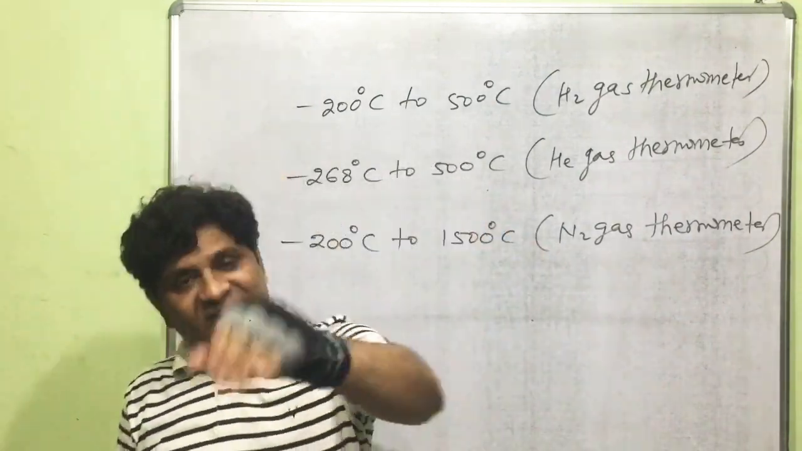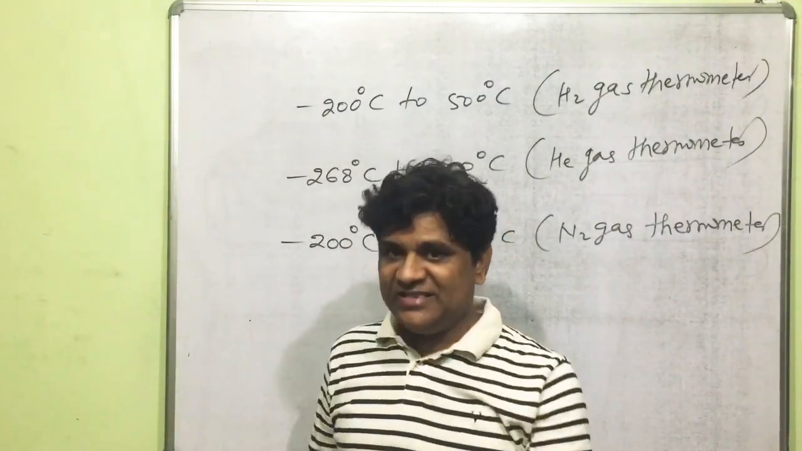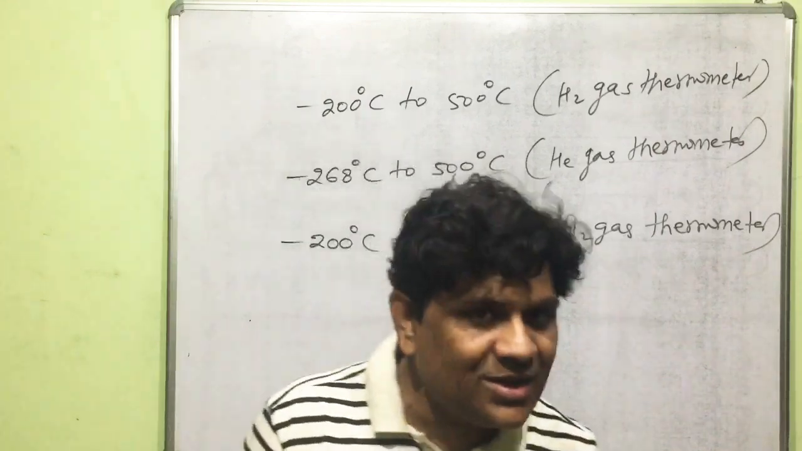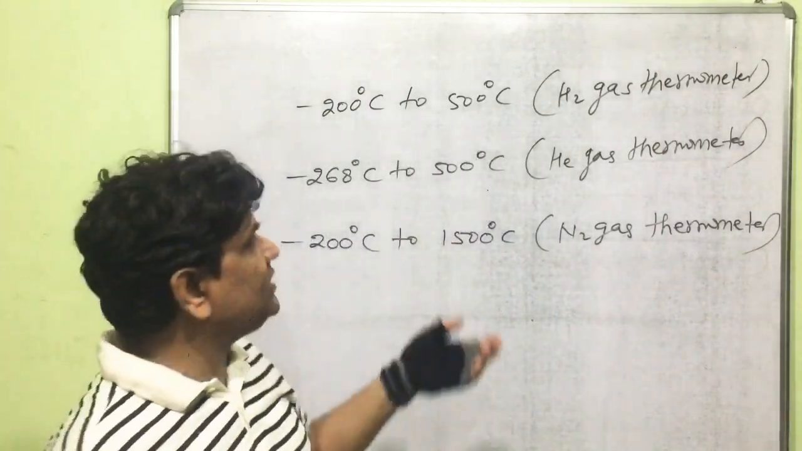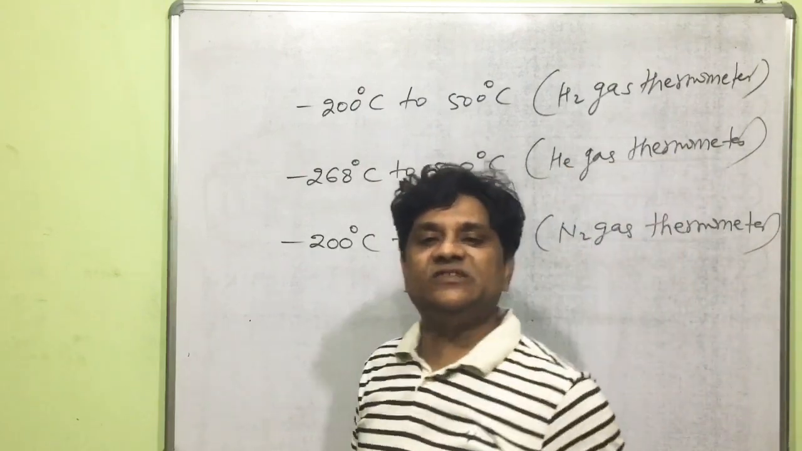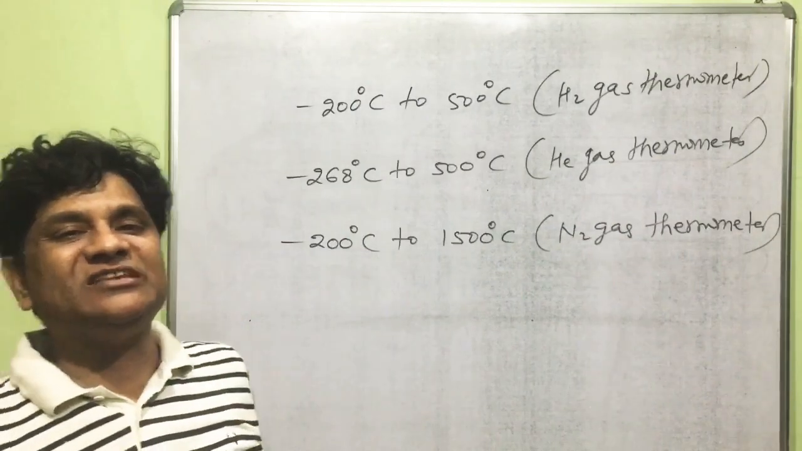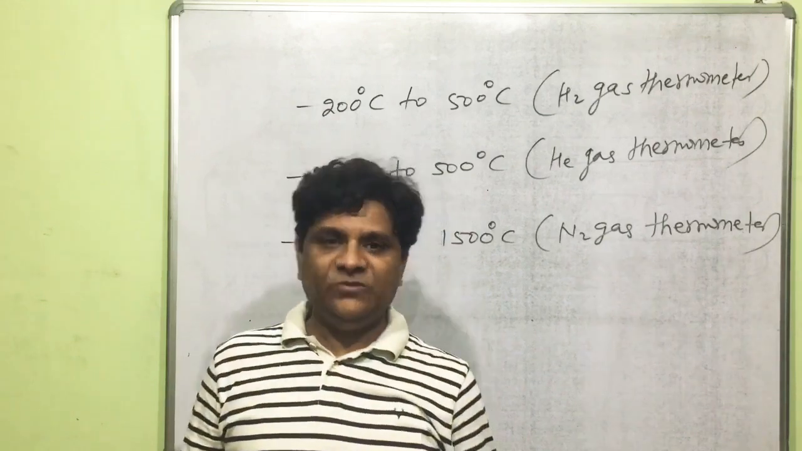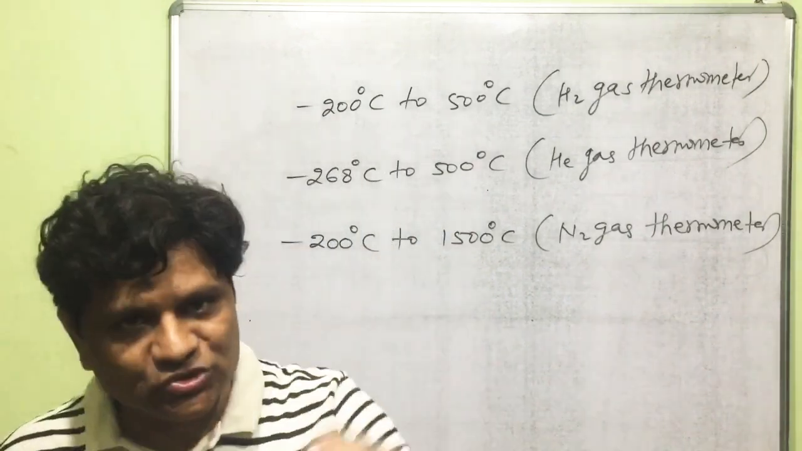It means energy will not be used in the expansion. So hydrogen cannot measure temperatures above 500 degrees Celsius, because above 500 degrees Celsius hydrogen starts to diffuse.